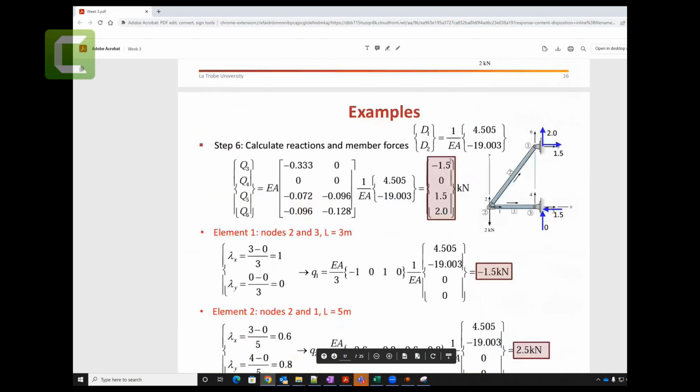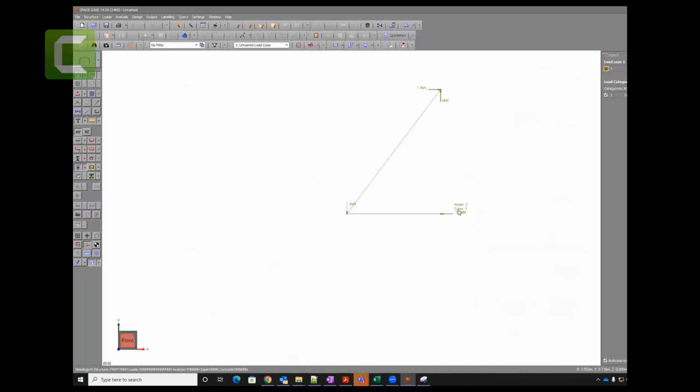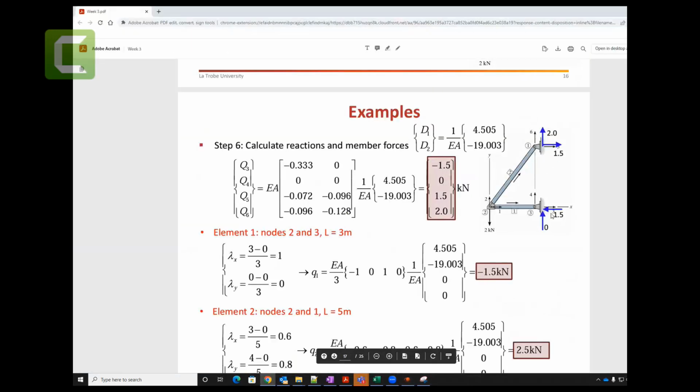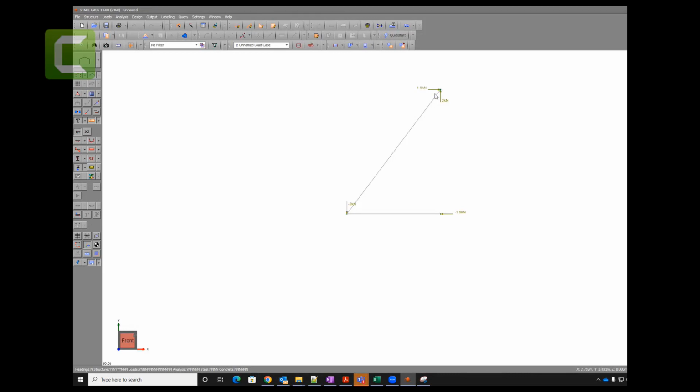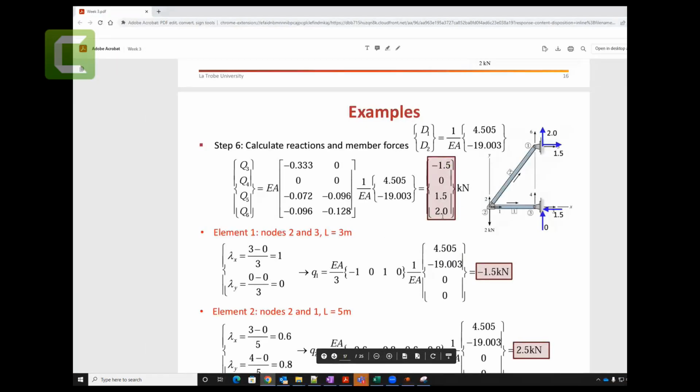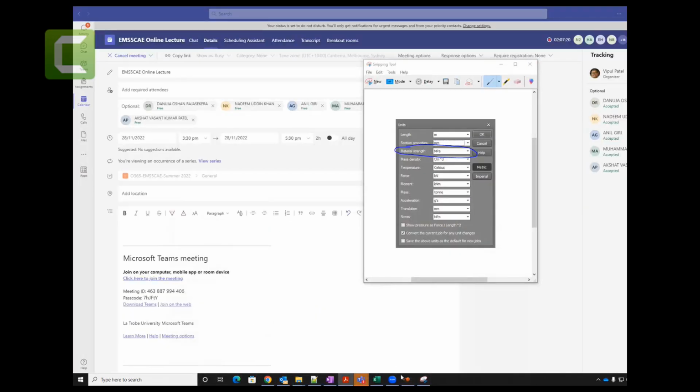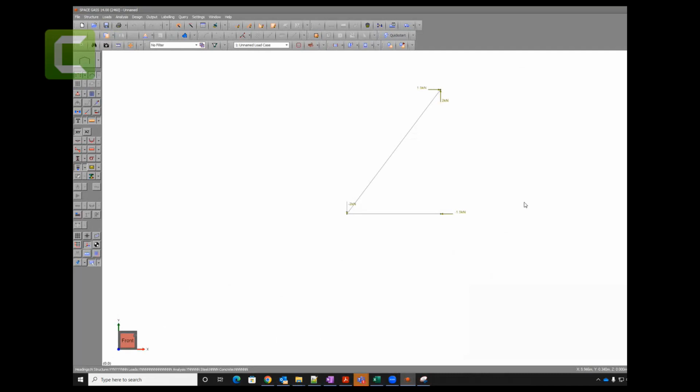Here you go. Q3 minus 1.5. How come this is Q3? You can see 3 here. So that's how you see 1.5 going this way. Q4 is 0, because you can see the fourth one is 0. Q5 is 1.5 going this way. Q6 is 2, you can see 6 here, and it is 2 going up. So you verify displacements, you verify the reaction forces.